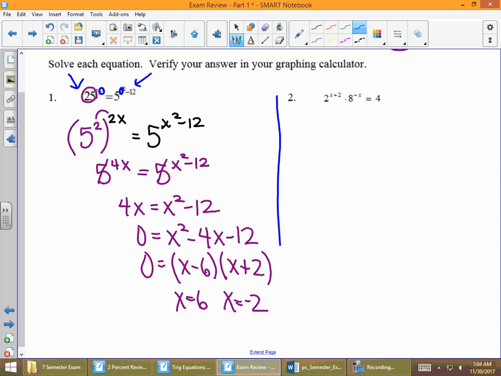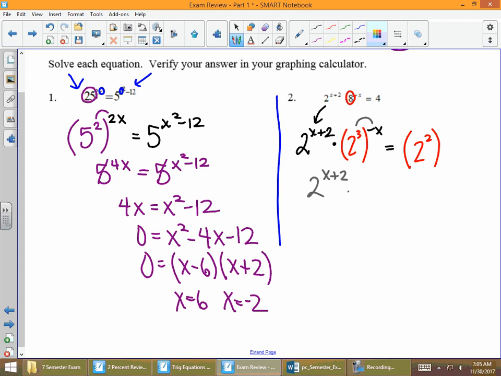All right, number 2. Again, we can get everything in the same base. I'm going to put everything in base 2. That means my 2 to the x plus 2 is just going to hang out. 8, I can change into base 2. 8 is 2 to the third. And 4, of course, is 2 squared. Power to a power, we multiply. So I'm going to multiply here. Everything else is going to stay the same for now. So it's going to be a negative 3x.